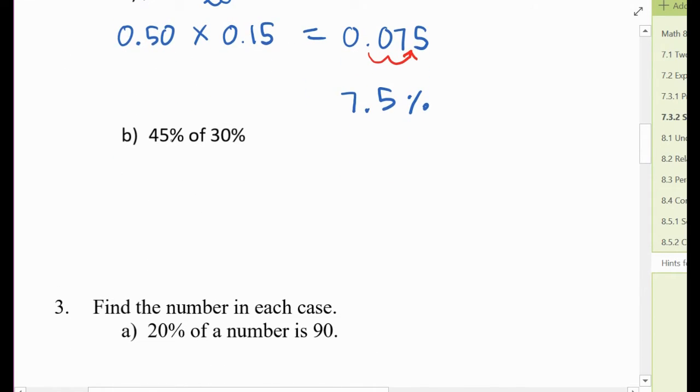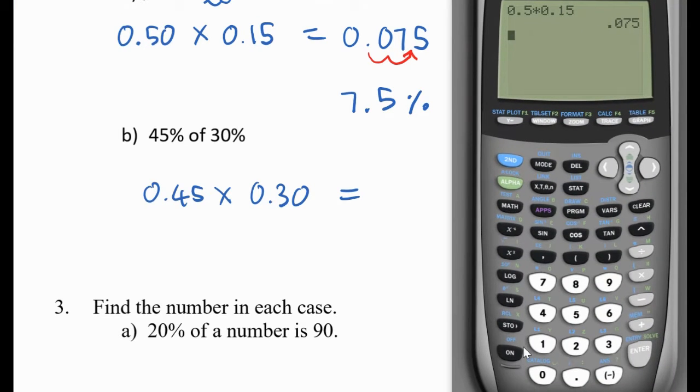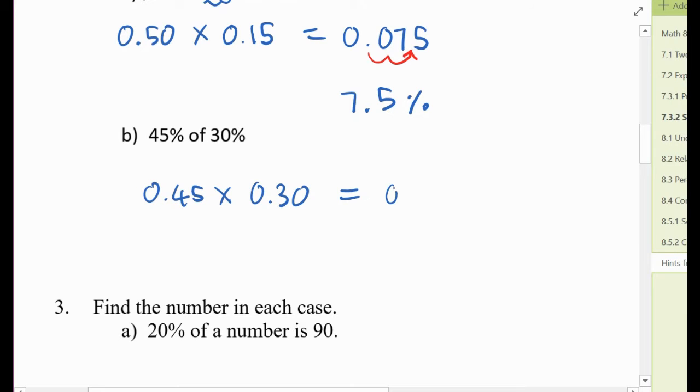Next, we do the same thing. Move 2 decimal places. That is 0.45. Of means multiplication. Move 2 decimals. 0.30. And let's put this into your calculator. 0.45 times 0.30. You can omit 0. And that is 0.135. And that is how many percent? So you move 2 decimal places, and that is 13.5%.